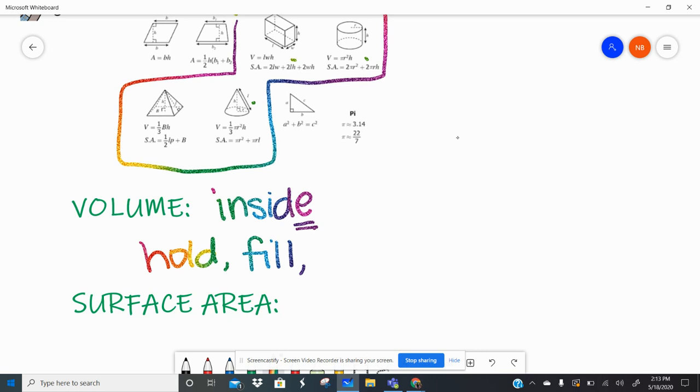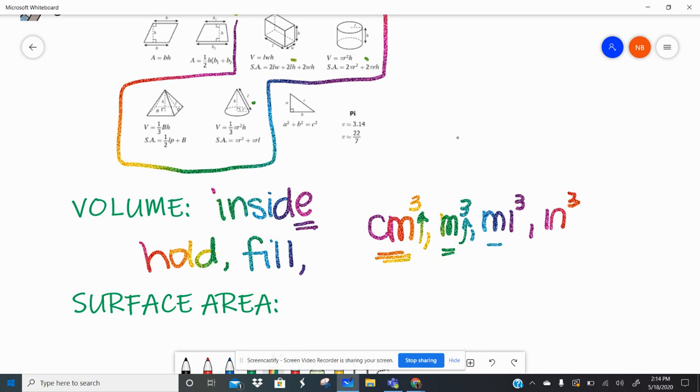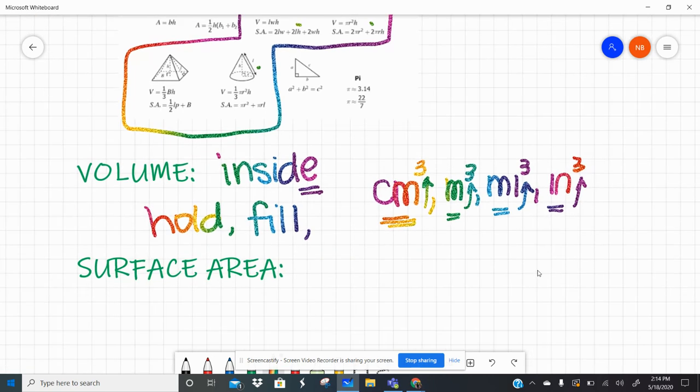Volume, when it comes to units of measurement, we'll use the unit of measurement, say it's centimeters, and then we would answer it in centimeters cubed, or meters cubed, or miles cubed, or inches cubed, right? So it's just going to be that unit of measurement to the third power, or what we call cubed.